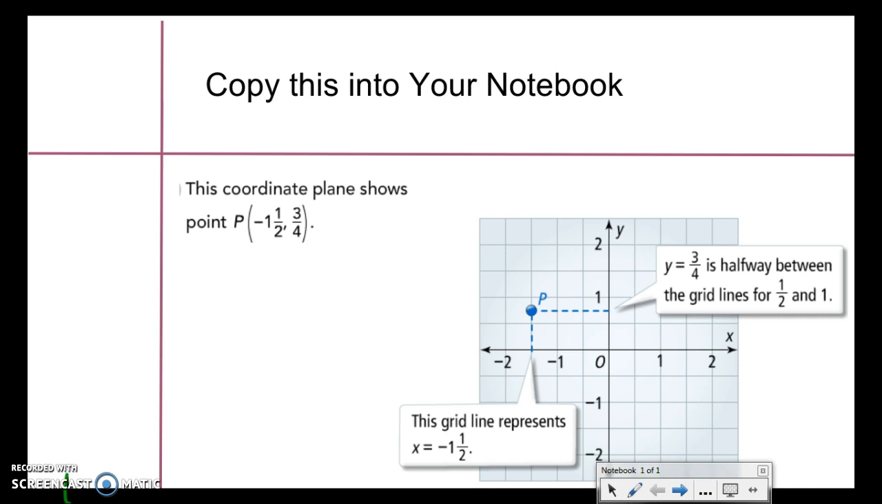The coordinate plane shows point P. Copy it on the graph and label each of the coordinates. So the grid line represents x as -1.5. We've done that one, but we haven't done this one. The y equals 3/4, which is halfway between the grid line for half and 1. Our halfway point is about right here, where this green line is, okay?